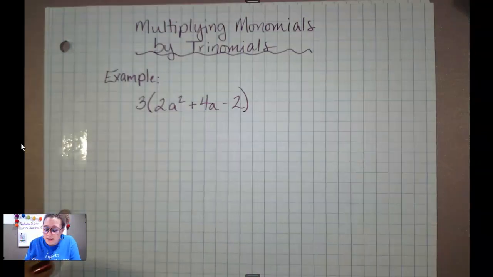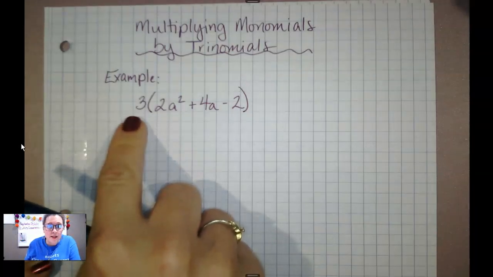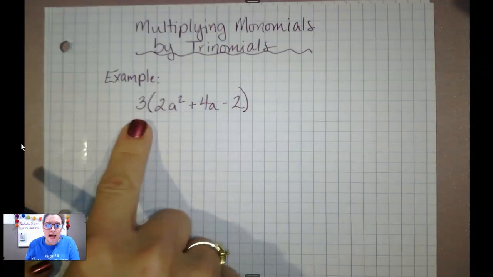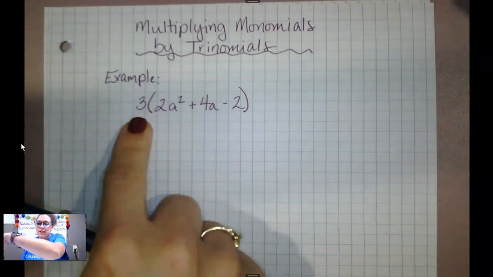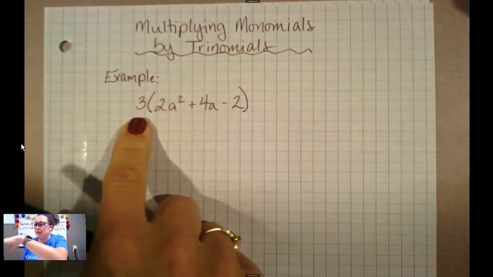So if you see those parentheses and you recall that anytime there is a number on the outside of my parentheses, that means I need to distribute it to everything that is on the inside of the parentheses.